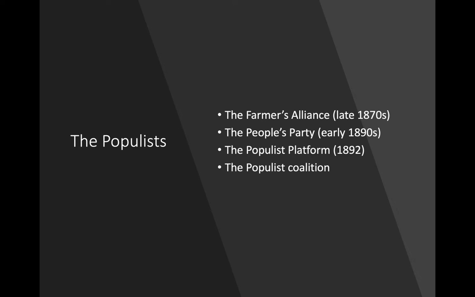There's a whole bunch of different proposals to accomplish these goals. One proposal was the direct election of senators, because according to the original Constitution, senators were appointed rather than directly elected by people. They wanted the government to issue currency, which the government had only done sporadically, usually during times of necessity, like during the Civil War with the issuance of greenbacks.